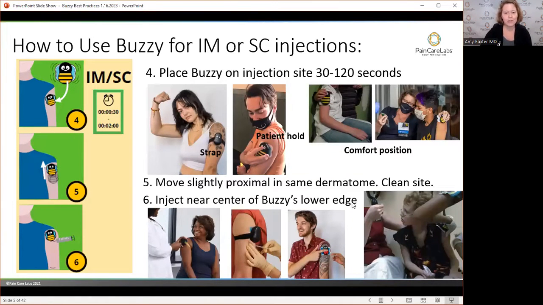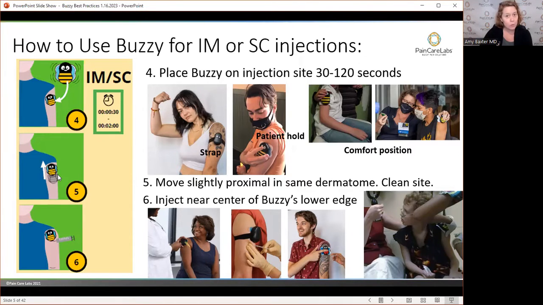Now, let's get into it for IM or subcutaneous. Looking at our easy to use instruction sheet, once the Buzzy's vibrating, you put it in place where the injection is going to go. It can be held on with the personal unit with a Velcro strap that comes with the device. It can be held on by the patient. A parent can also hold it in a comfort position, so it can be an arm around the child or the young adult, keeping it in place, and then the nurse or the practitioner is going to adjust it so it's on the deltoid where the IM will be given.